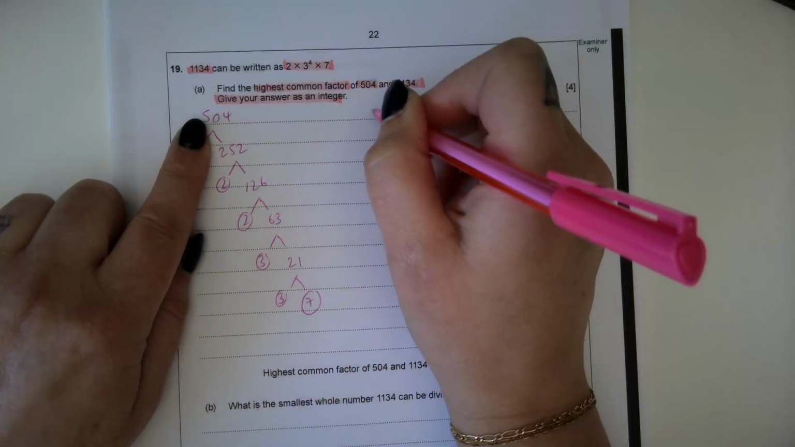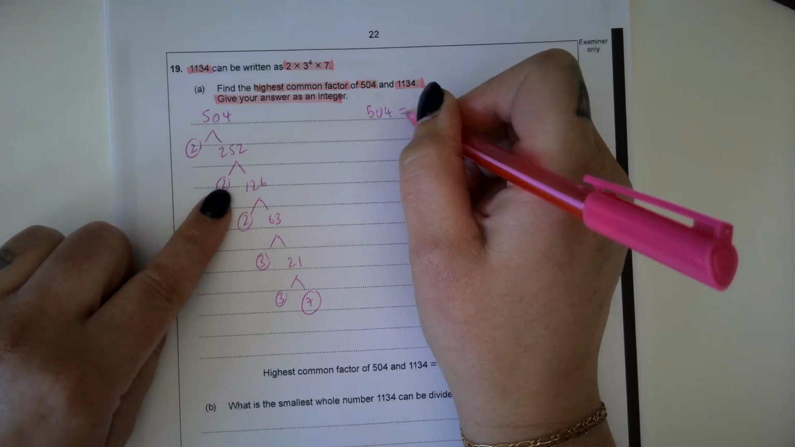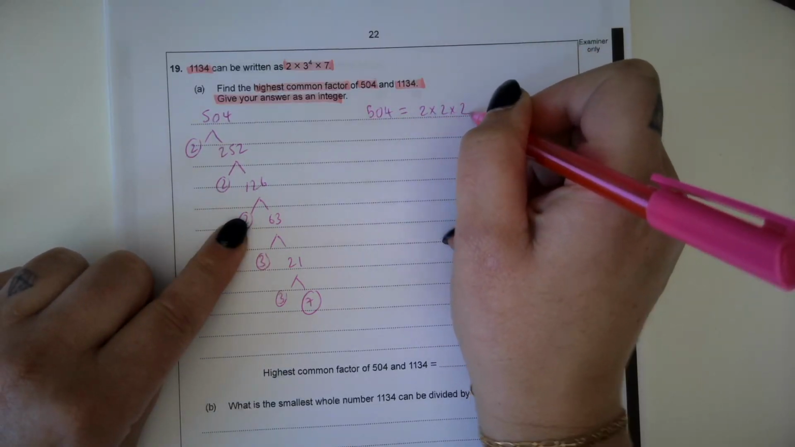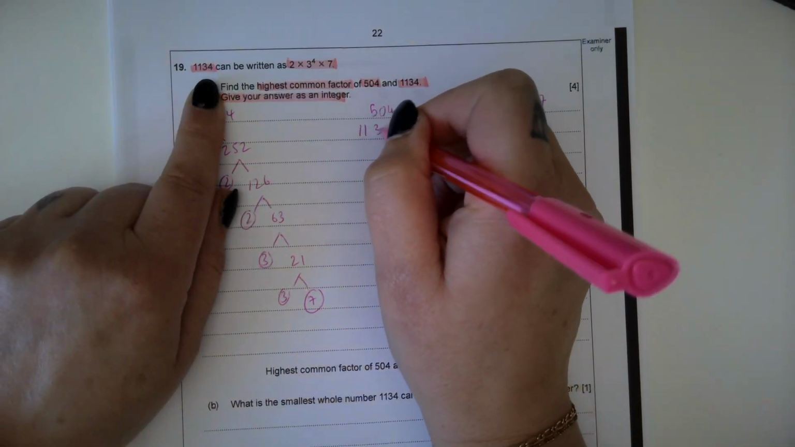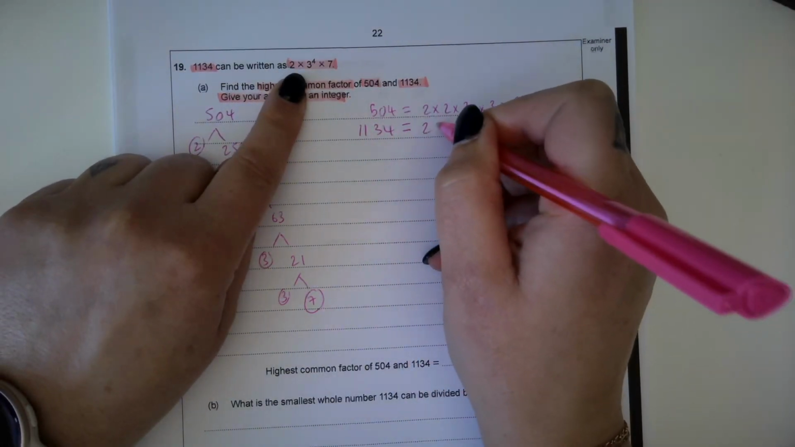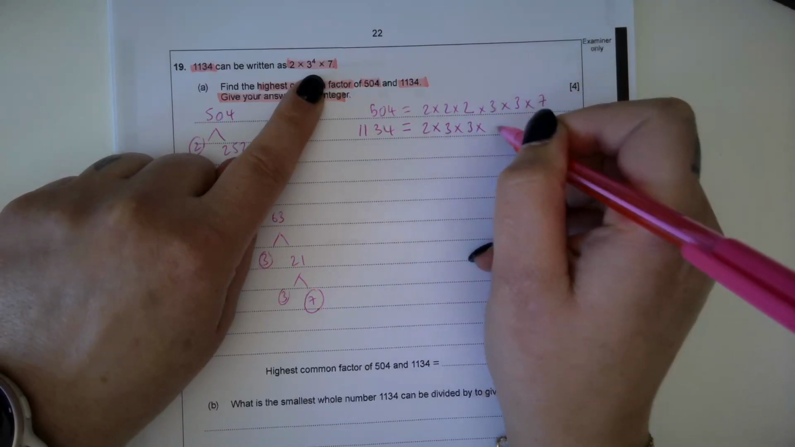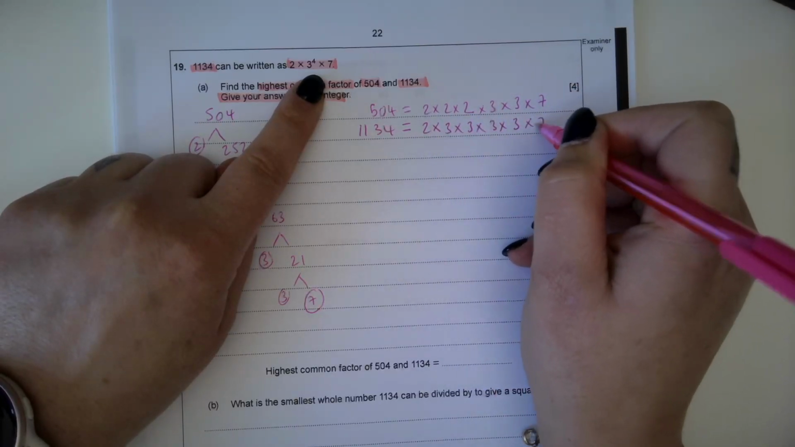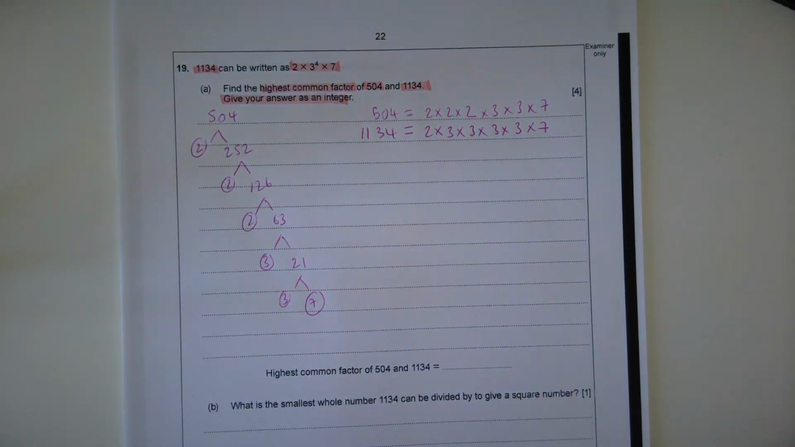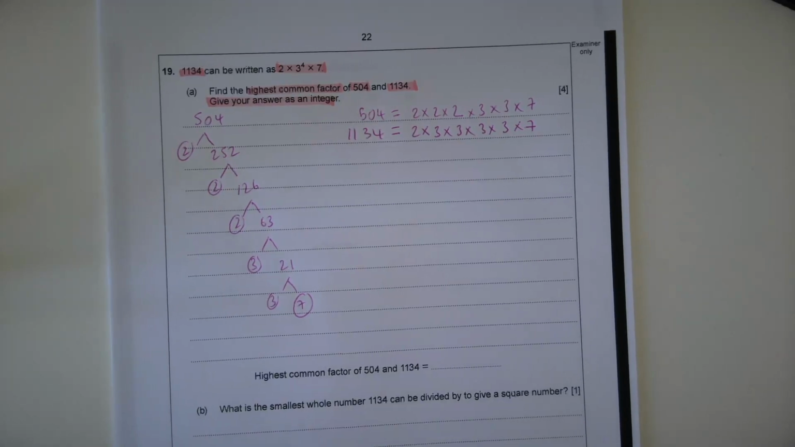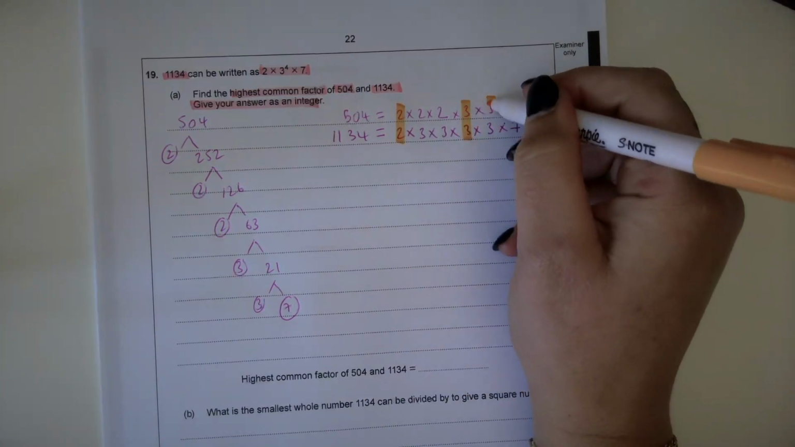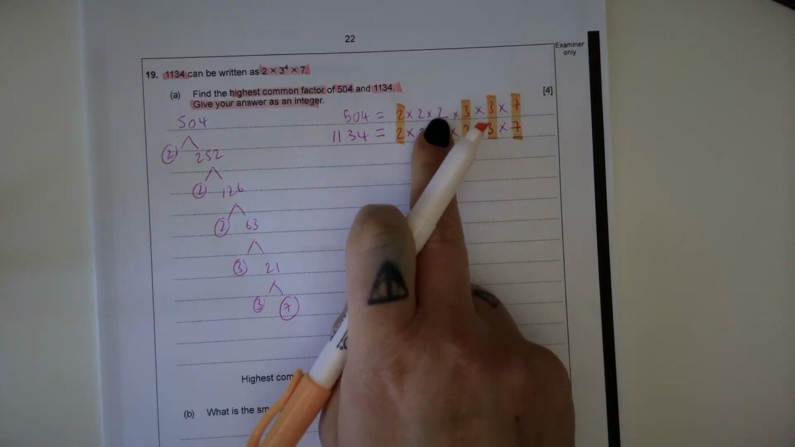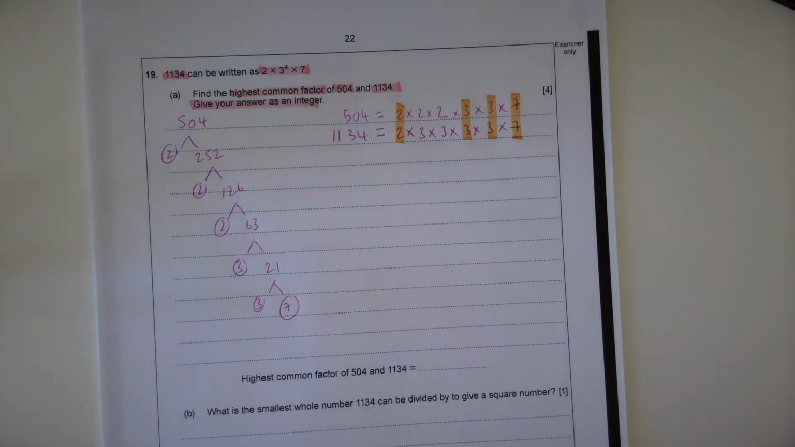Okay, so I'm going to write 504 as 2 times 2 times 2 times 3 times 3 times 7, and then I'm going to write 1134 as a product of primes, but I'm going to expand any powers, because for the highest common factor I'm interested in what they have in common, so what factors they have in common, prime factors in particular. So they have 2 in common, 3 in common, 3 in common and 7 in common. I can't match any of the others up in pairs across both numbers.